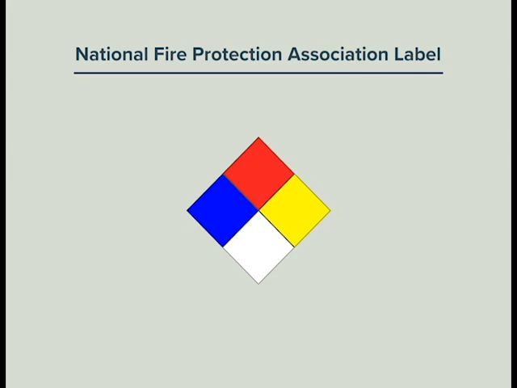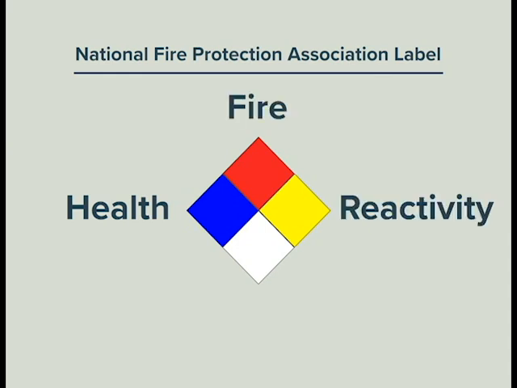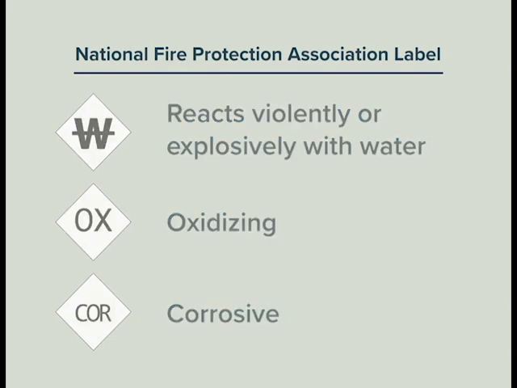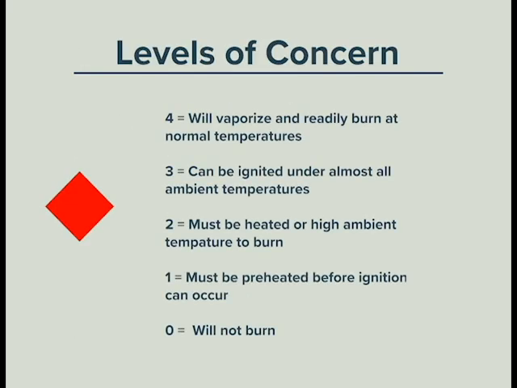The National Fire Protection Association, NFPA, has created a label that chemical companies use in order to communicate hazards to the public. The blue diamond represents health, red represents fire, yellow represents reactivity, however the white diamond identifies a specific hazard. A few examples are water reactiveness, oxidizers, or corrosiveness. The levels of concern range from 0 to 4, with 4 being the highest level of concern.